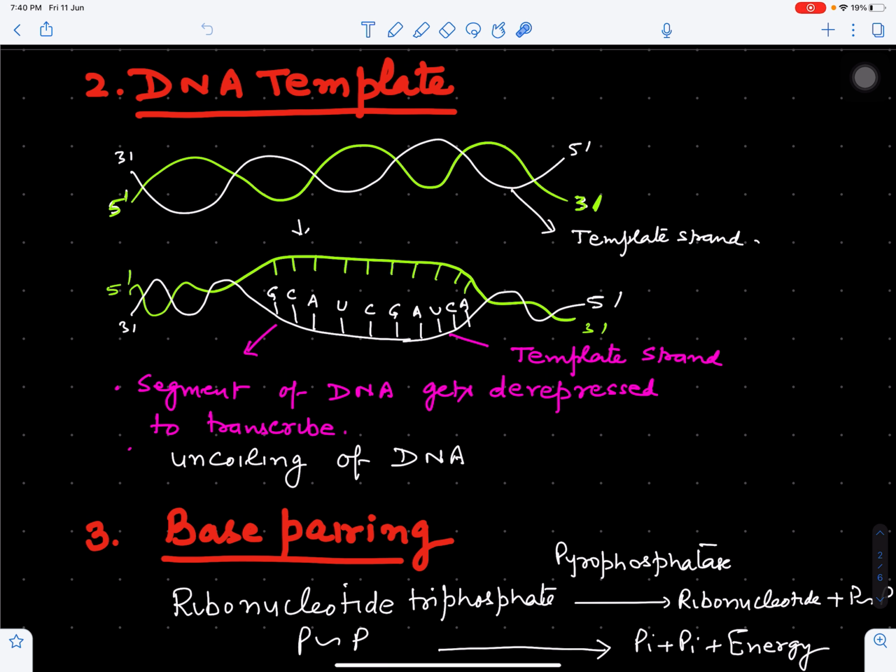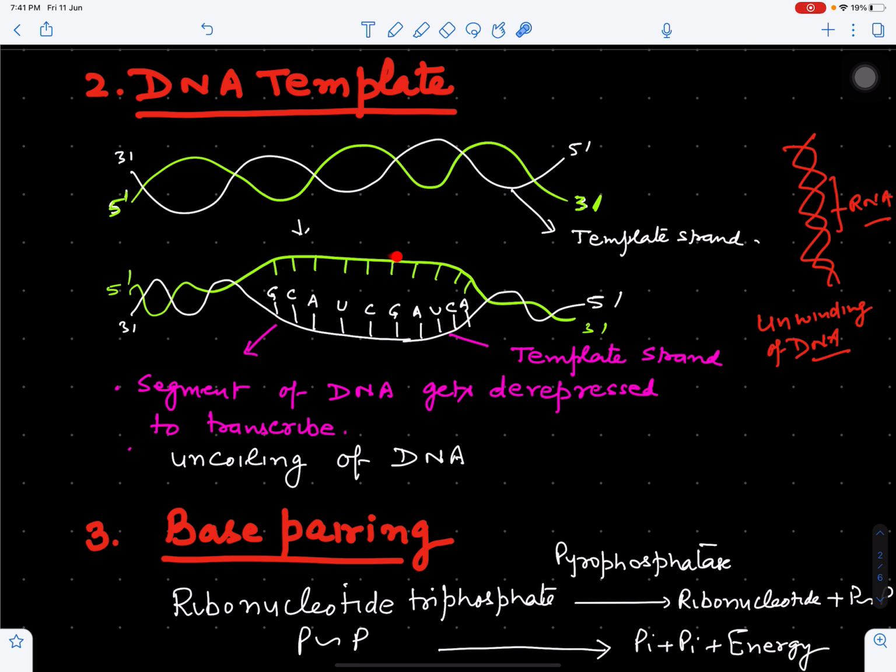DNA is coiled like this. Suppose this region is the part from where RNA has to be produced. Then there is unwinding of DNA, that is, uncoiling of DNA. We can see here the point where uncoiling has occurred. This is the segment of DNA which is going to form the RNA. It will get de-repressed, and the strand which forms RNA is called the template strand. This is the unwinding or uncoiling of DNA.